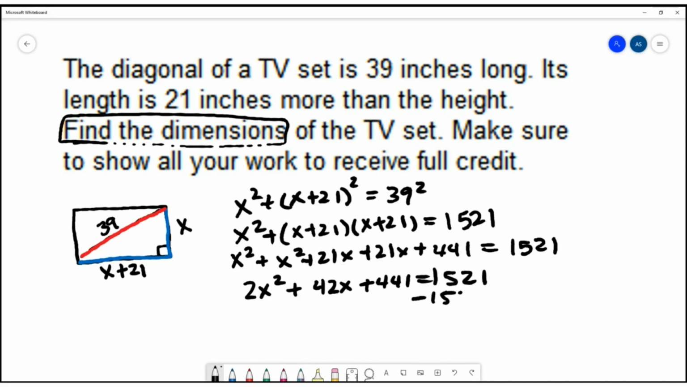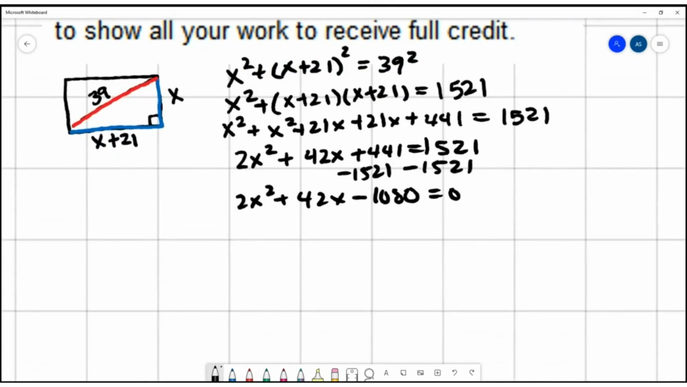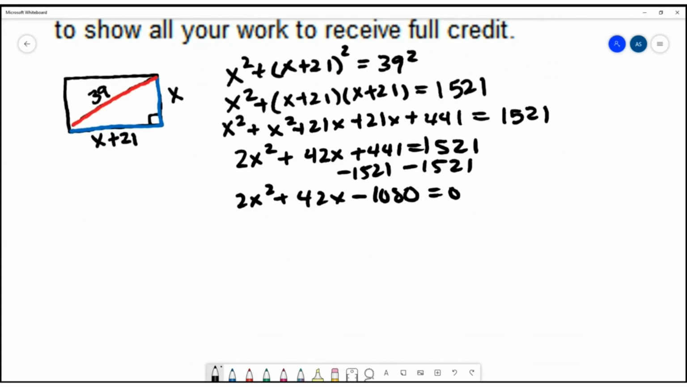Let's subtract that on both sides. We have 2x squared plus 42x, and let's subtract those two like terms. That gives a negative 1,080. We have our quadratic equation, 2x squared plus 42x minus 1,080 equals 0. And I want to solve this by factoring.